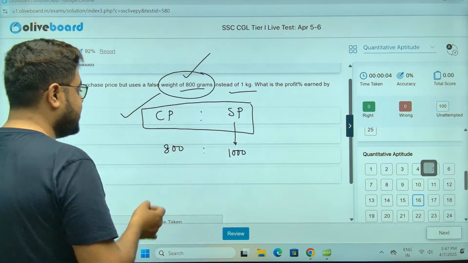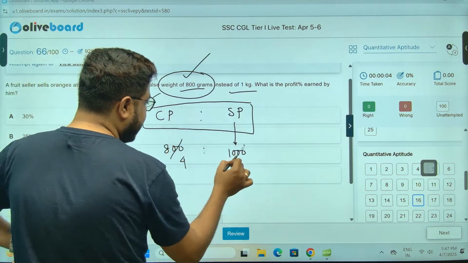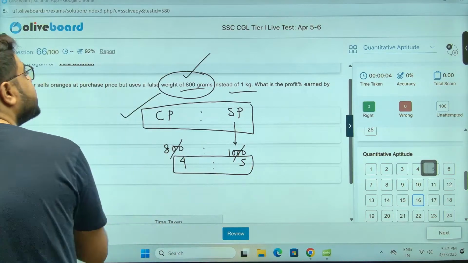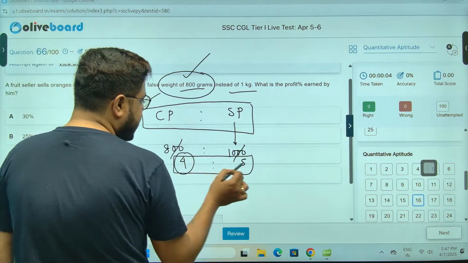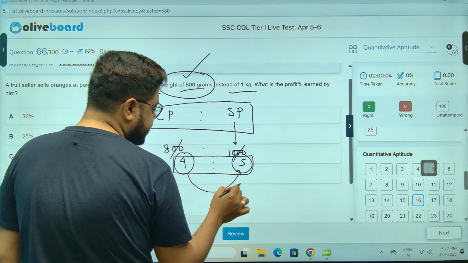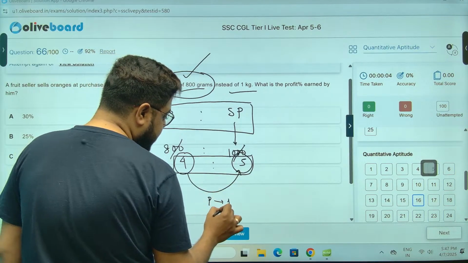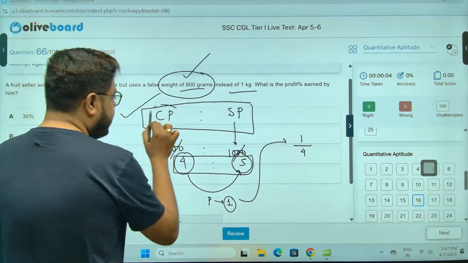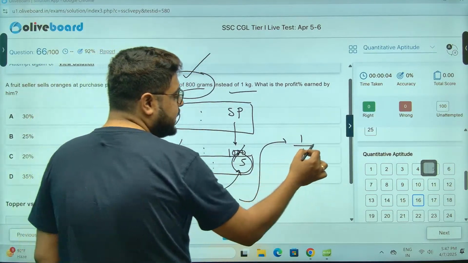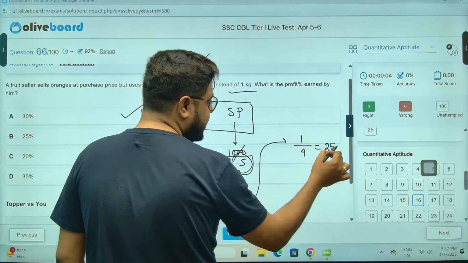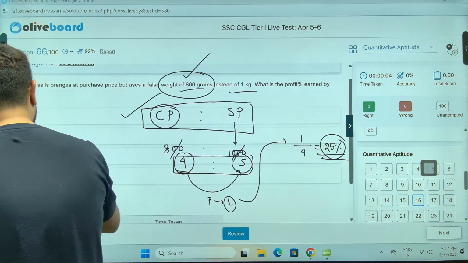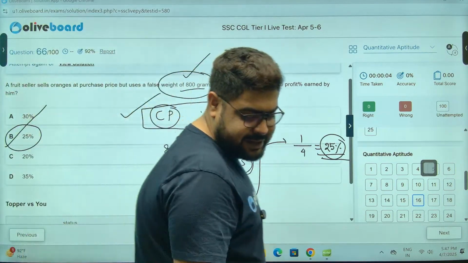Okay, sir. So this means this is 4, this is 5, sir. So ratio is 4 to 5. What they are asking? Profit earned. Sir, 4 rupees CP, 5 rupees SP. Profit is, sir, 1 rupee. Percentage, sir: 1 rupee profit out of every 4 rupees. Percentage is 25%. Option number B, sir.